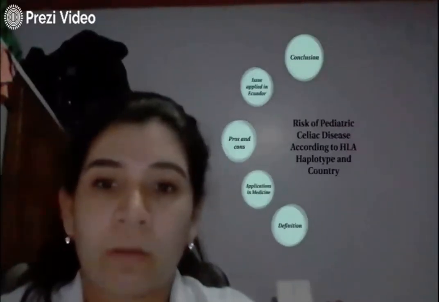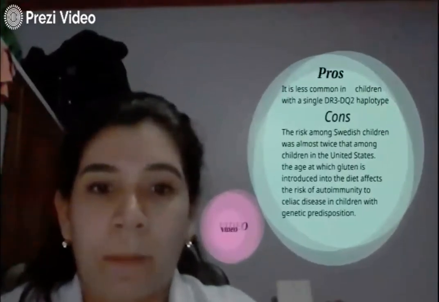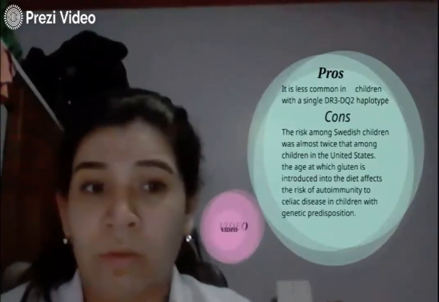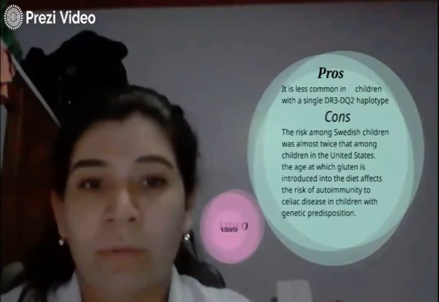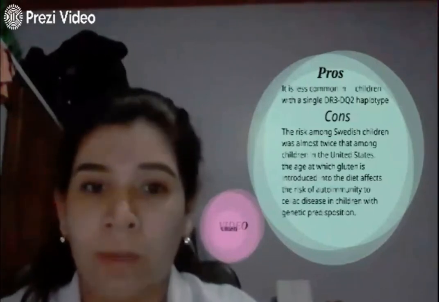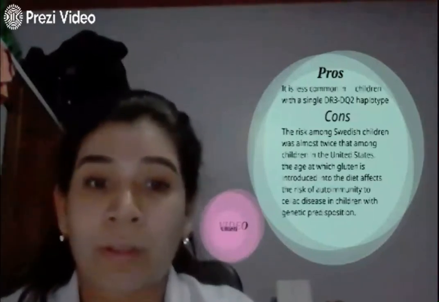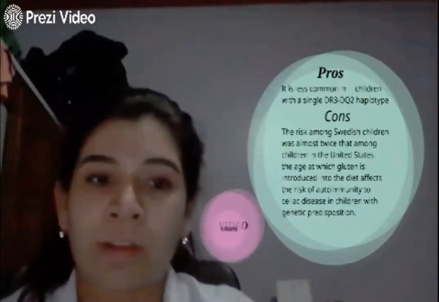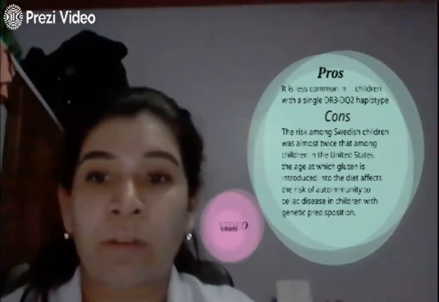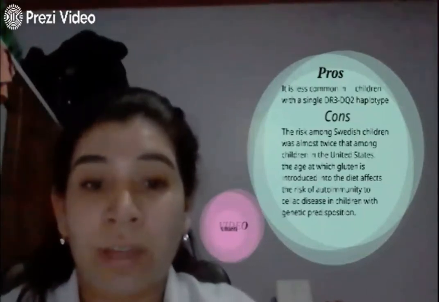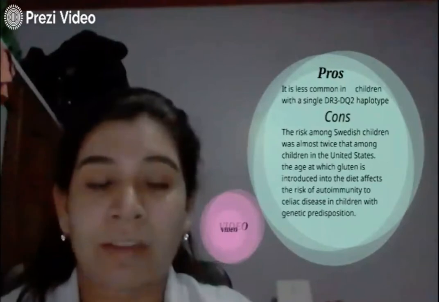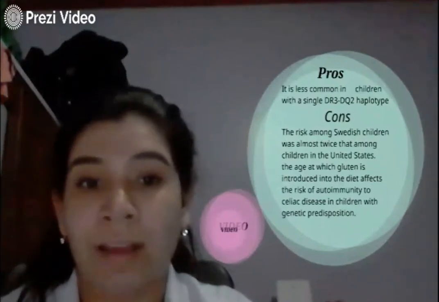Pros and cons. Pros: it is less common in children with a single DQ2 haplotype. Cons: the risk among Swedish children was almost twice that among children in the USA. The age at which gluten is introduced into the diet affects the risk of autoimmunity to celiac disease in children with genetic predispositions. The DQ2 homozygosity is associated with an early age of onset of autoimmunity in celiac disease.